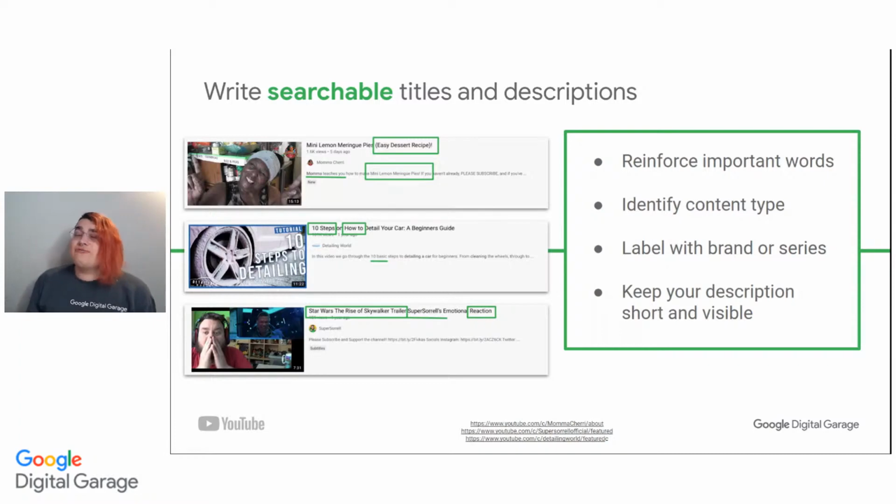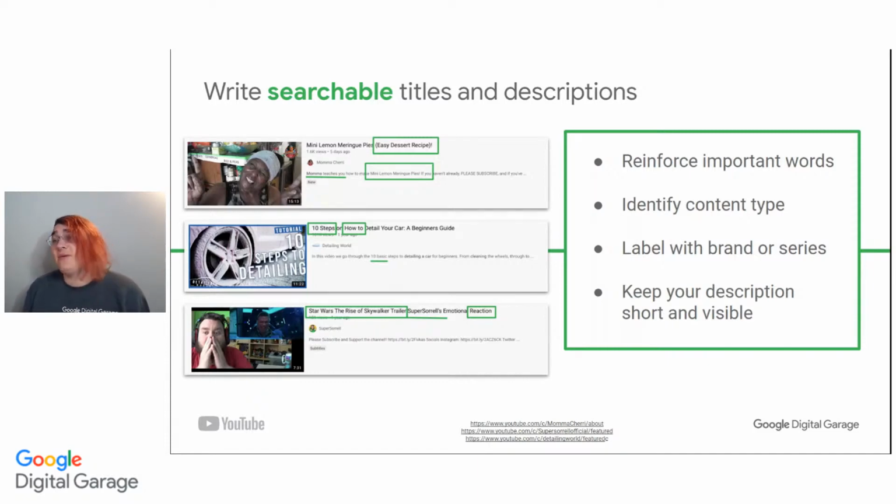So what we want to do is reinforce the important words. We want to make it identifiable. We want to make it really clear what type of content this is. Maybe there's a series, maybe there's a particular brand, maybe there's a particular type of video that you have. Make it as clear as possible.